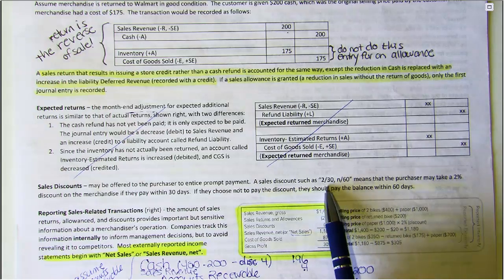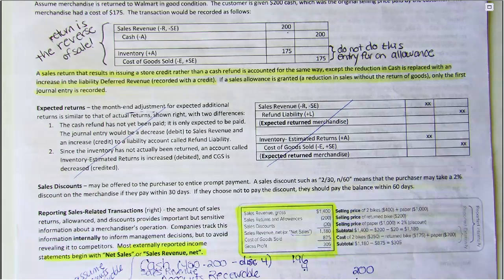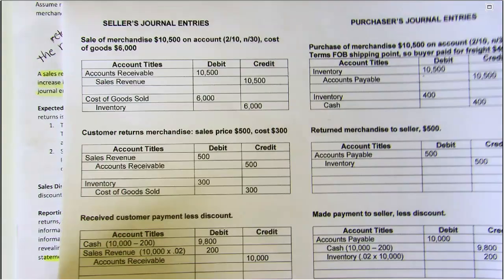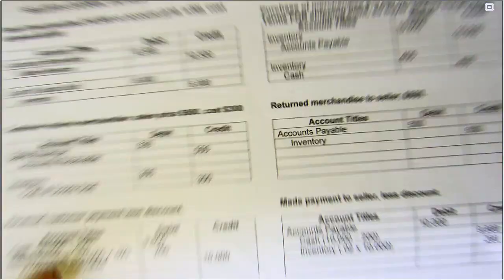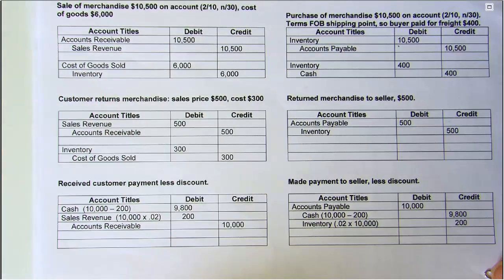So just like we discussed with purchase terms, the number before the slash indicates the discount percent. The number after the slash indicates the discount period, how many days the buyer will have to take the discount, and then after that, they have to pay the full amount. Okay, now in this handout, in these notes, we don't indicate here a payment of an accounts receivable by a customer, but in our Chapter 6 Accounting Essentials notes, I wanted to show you how this would be handled.